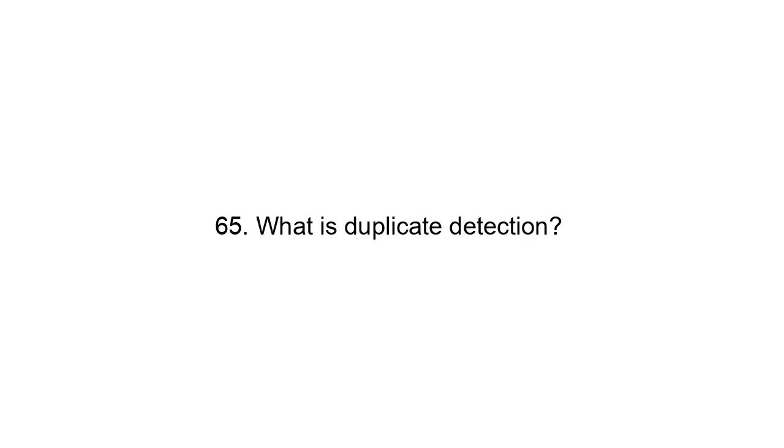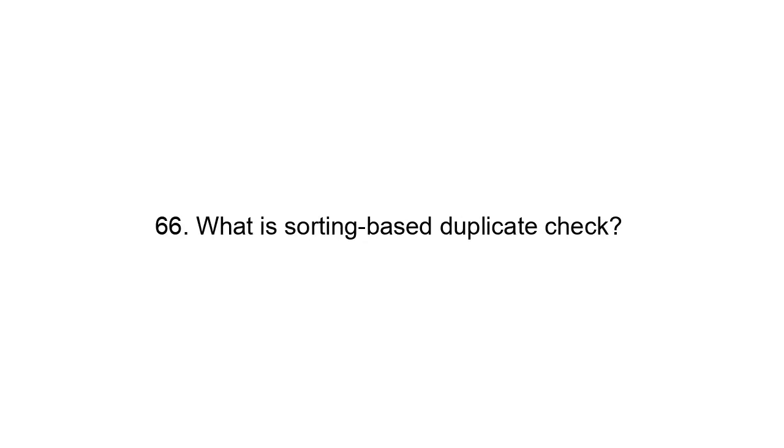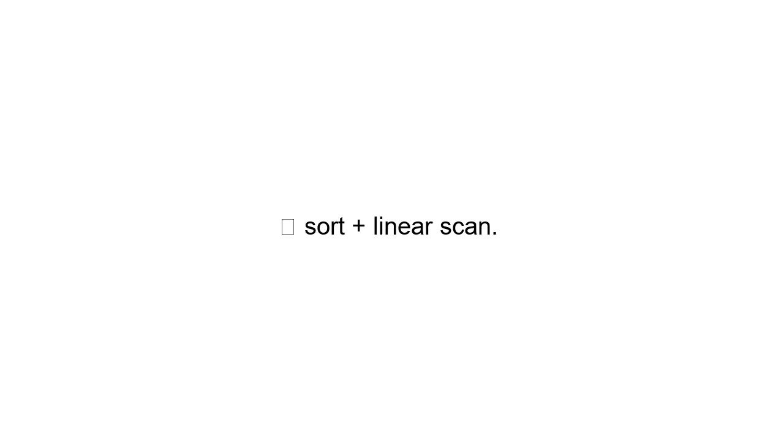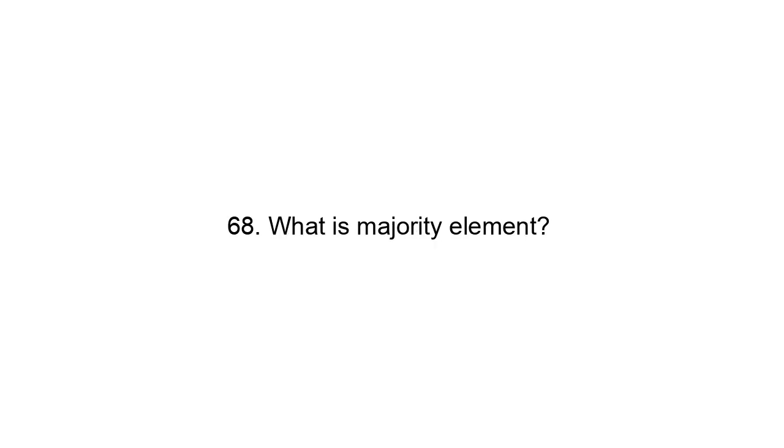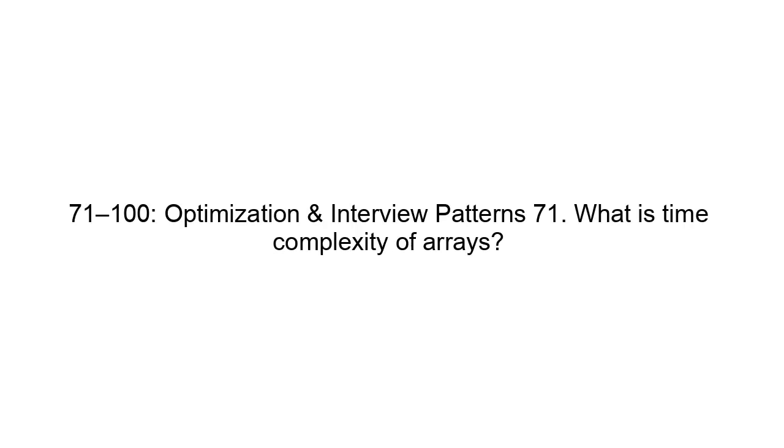65. What is duplicate detection? Finding repeated elements. 66. What is sorting-based duplicate check? Sort plus linear scan. 67. What is optimal duplicate detection? Using hash map. 68. What is majority element? Element appearing more than n/2 times. 69. Algorithm for majority element. Boyer-Moore voting algorithm. 70. Time complexity. O(n), O(1) space.